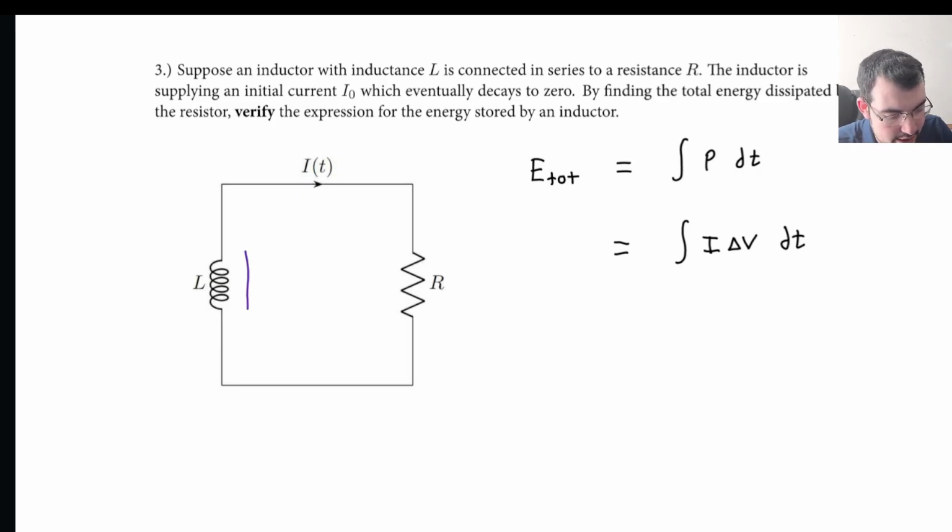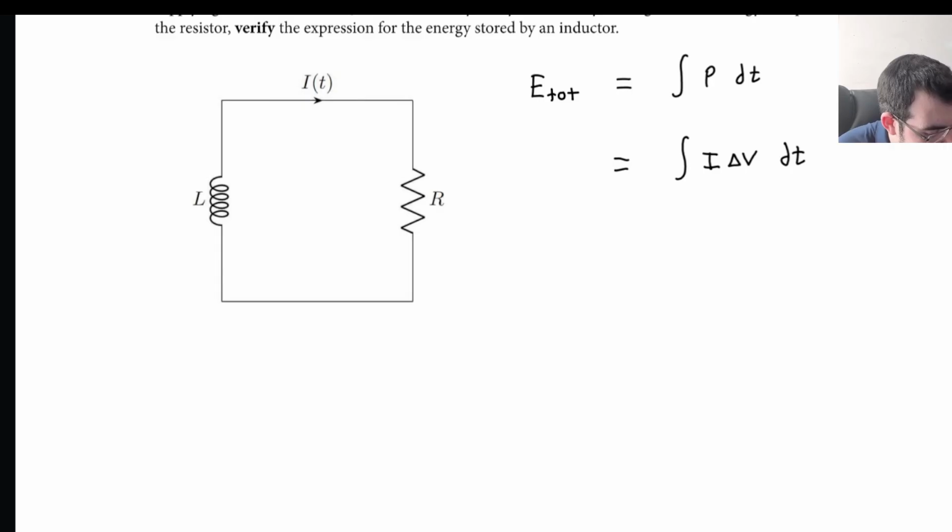Notice that the inductor and the resistor form a closed loop with each other. What this means is that our delta V across the resistor is going to be equal and opposite to the delta V across the inductor, which is negative L di dt. Because again, EMF and potential difference have the same units. We usually use them interchangeably, EMF and voltage.